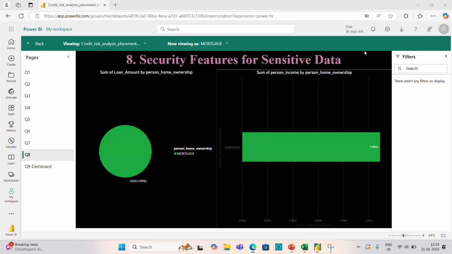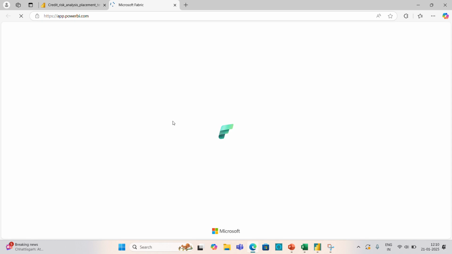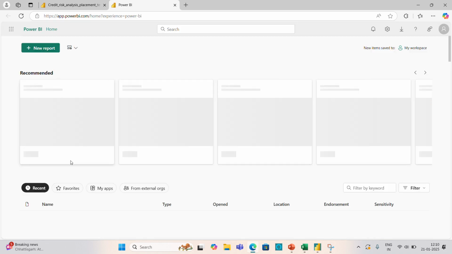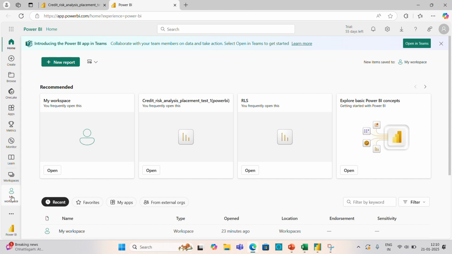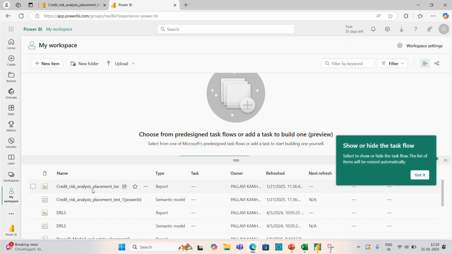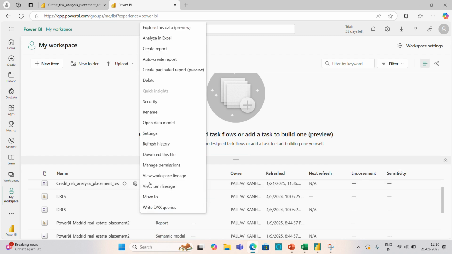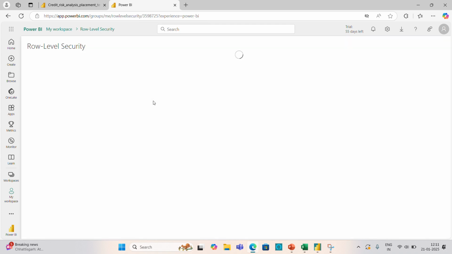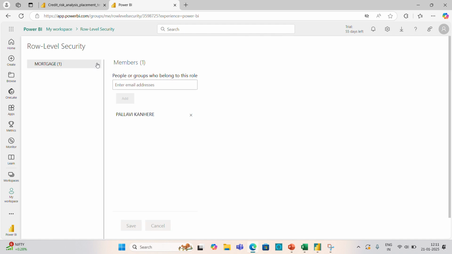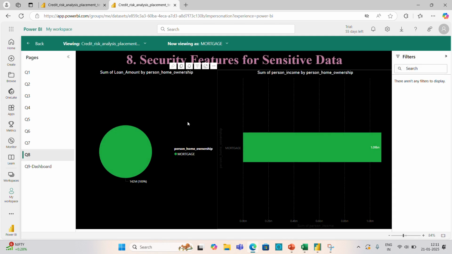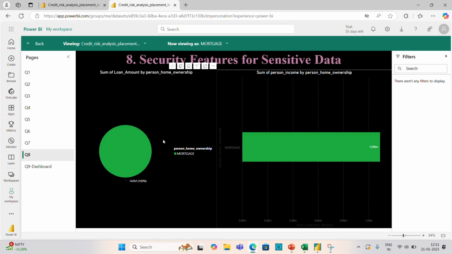In Power BI service, go to My Workspace, select security, test as role. You can see you can only view the particular home ownership data.